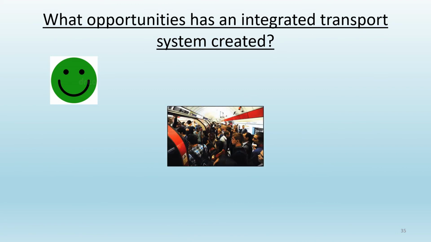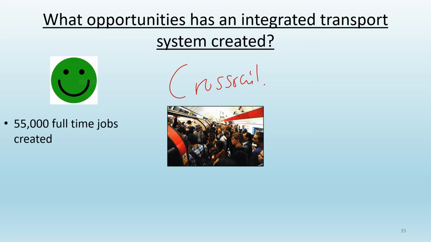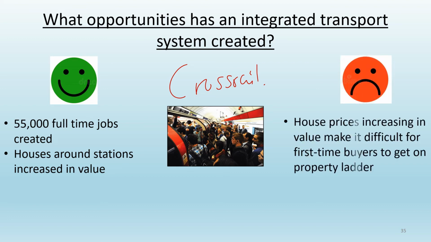Our integrated transport system is Crossrail. We know that Crossrail goes from east to west London with 7 new stations, and it's brilliant because it's created 55,000 full-time jobs, and it's also then increased the house prices around stations. That means that people can sell their house for more money.